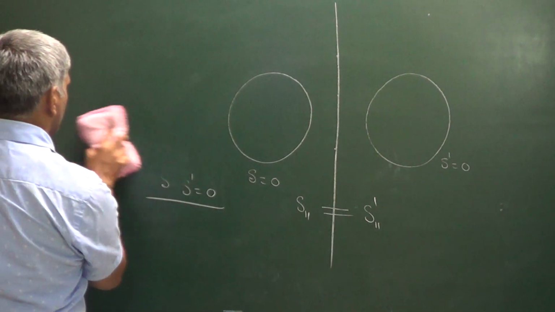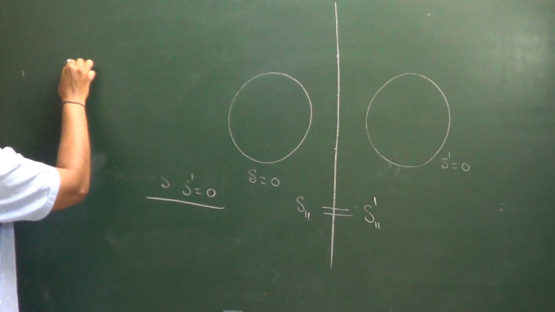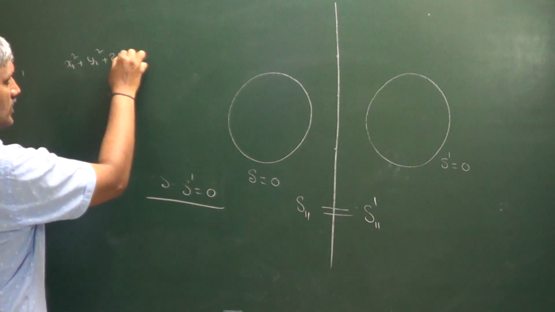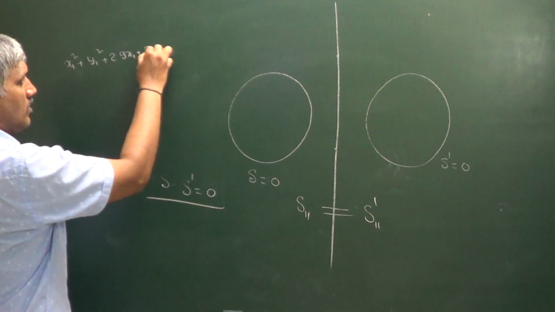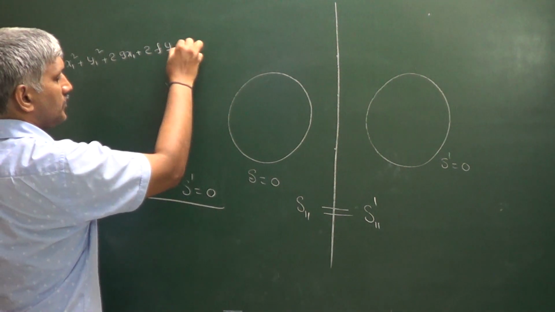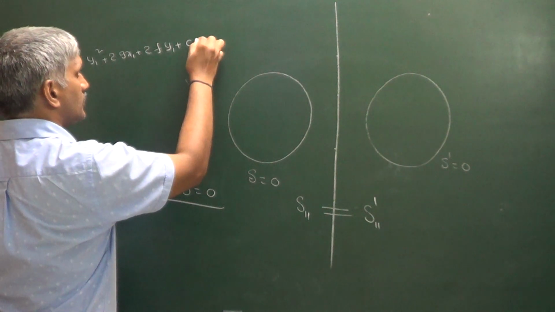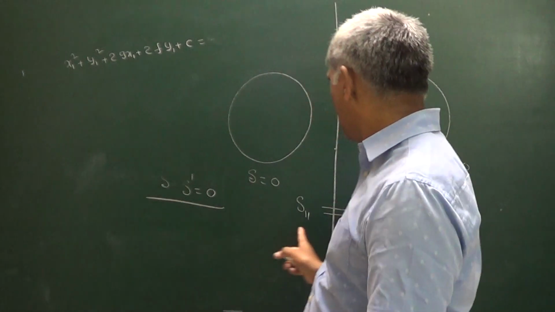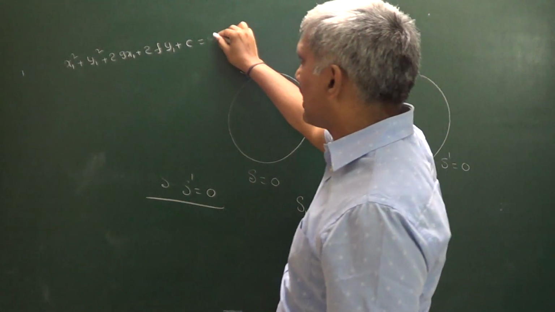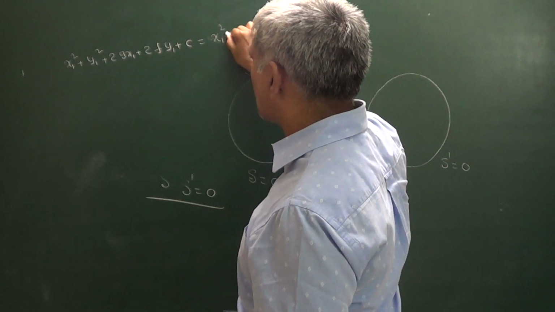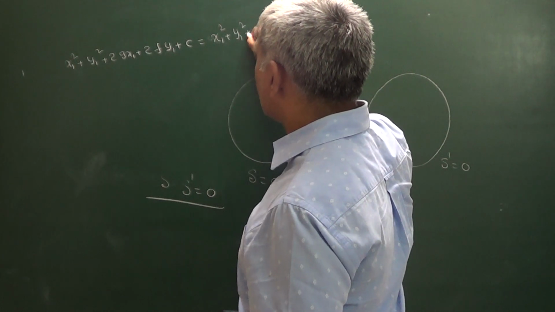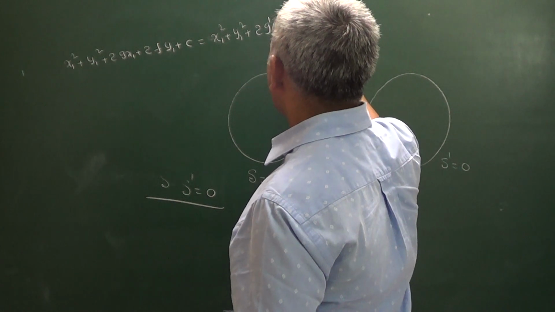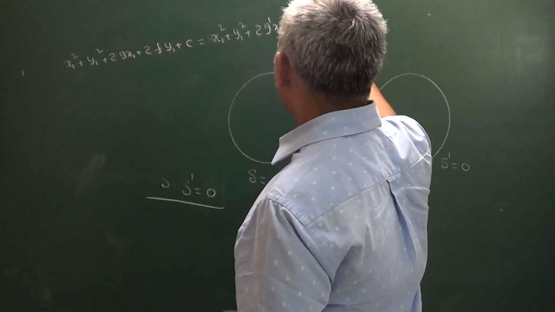What is S11? S11 is nothing but x1 squared + y1 squared + 2g x1 + 2f y1 + c. So S11 is equal to S'11, that is, x1 squared + y1 squared + 2g' x1 + 2f' y1 + c'.